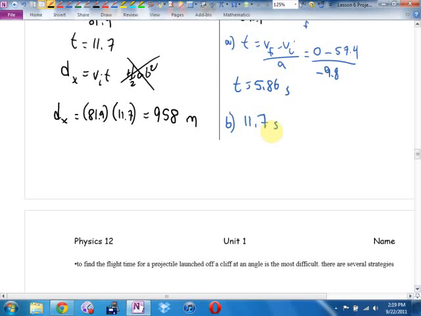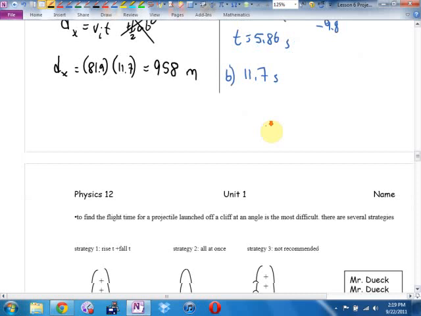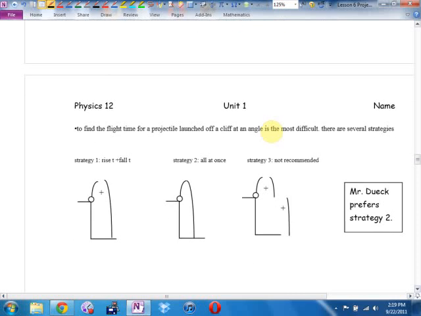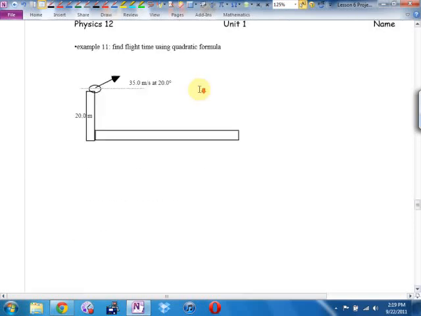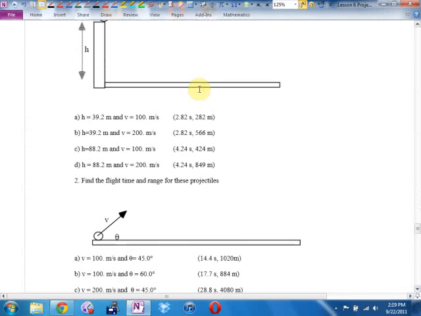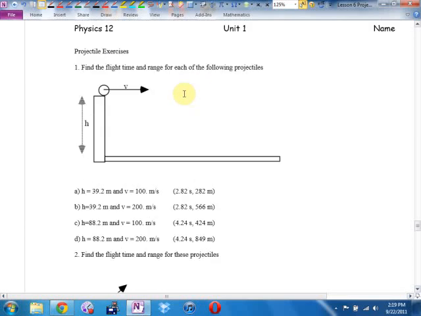Cliffs are where we're going to begin next class. We're going to pause here. But right now, here are the questions that you're capable of doing. I'm going to be assigning more questions than just this from this exercise. But for now, you can do number one, horizontally off a cliff. There's four different questions to try with different VIs and different heights. And you can do at an angle from the ground to the ground.